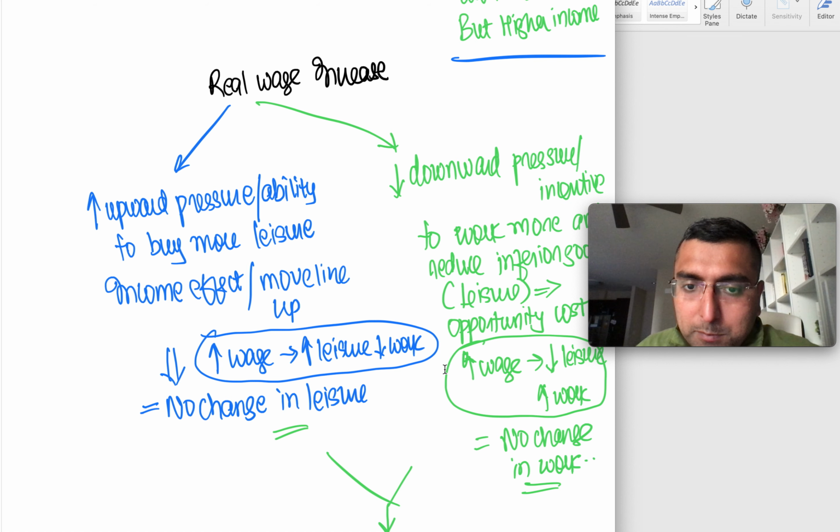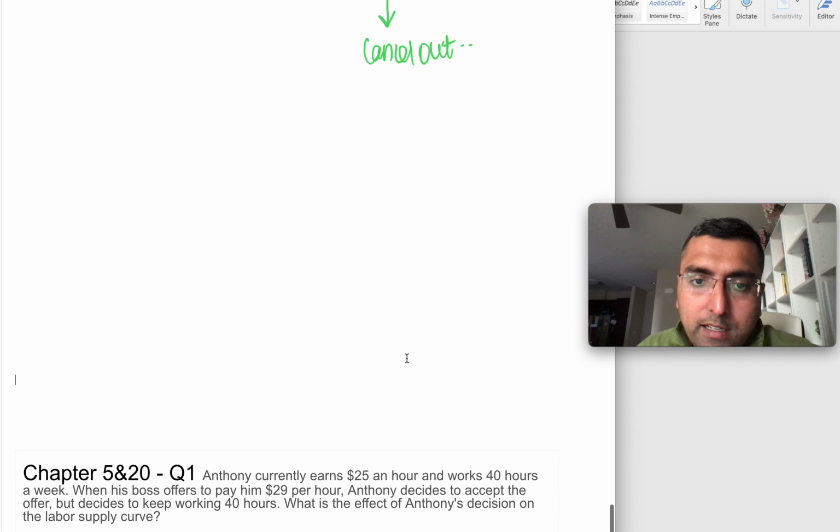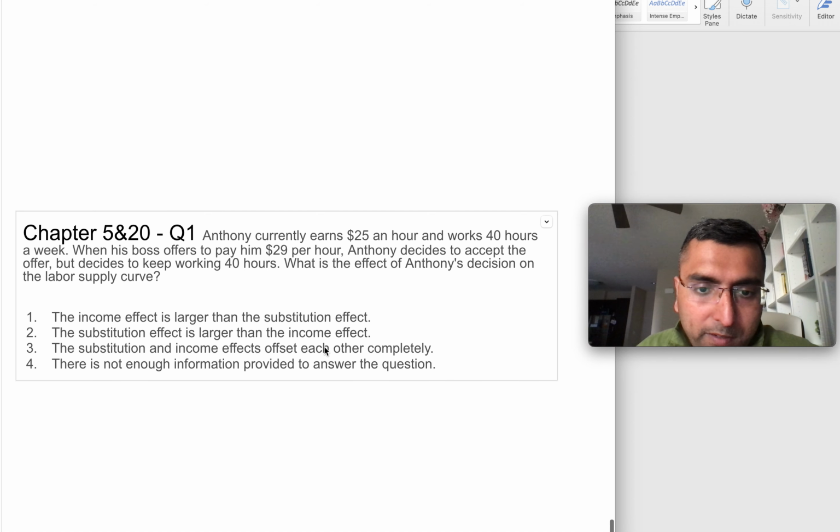So there are these two pressures, but what's given in the question is that there is no change in leisure and there's no change in work. And so basically they're canceling each other out. So that's the answer. That substitution and income effects offset each other completely, because he's continuing to work 40 hours. So there is zero impact on the supply curve of hours that he's contributing to the labor supply, right? So there's no change in labor supply. So that is offset. He continues to work the same. Thanks.